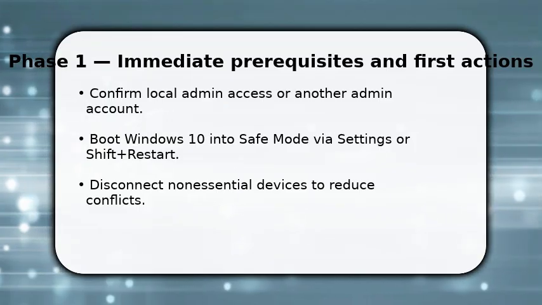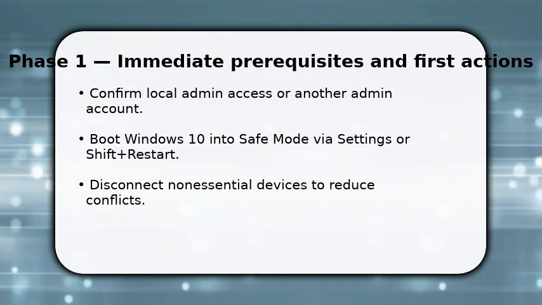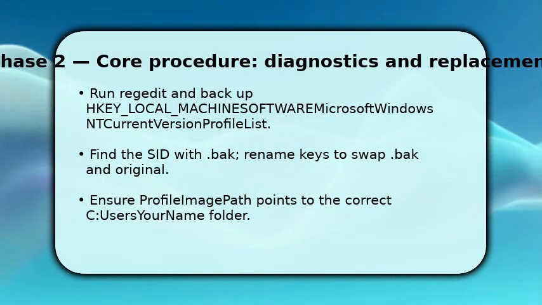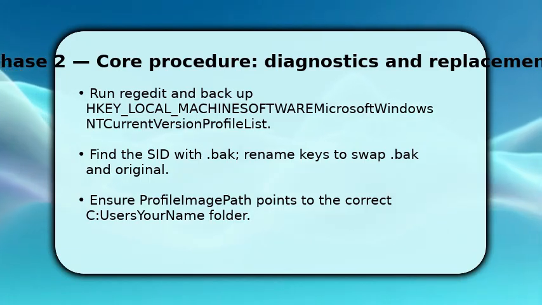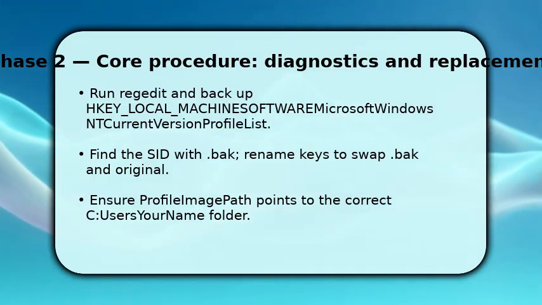After safe mode loads, open File Explorer and note C:\Users and the corrupted profile name. You will use these paths shortly. You now fix the registry because Windows tracks profiles by SID. If a .bak entry exists, the system created a temporary profile. Open Regedit and export the ProfileList key as a backup. This gives you a rollback.